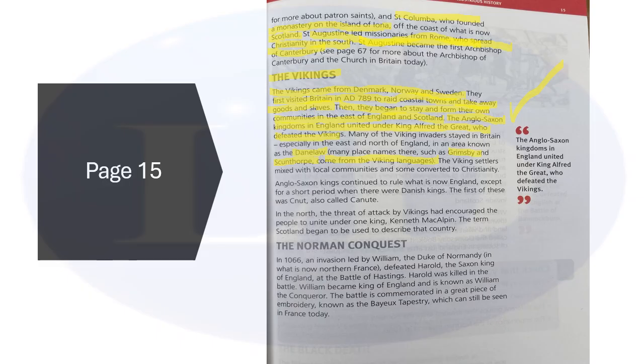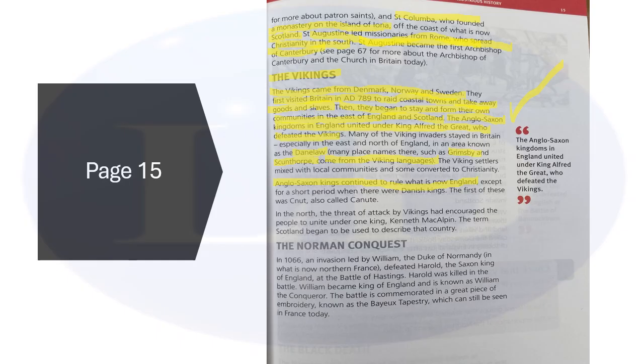The Viking settlers mixed with local communities and some converted to Christianity, not important. Anglo-Saxon kings continued to rule what is now England, except for a short period when the Danish kings ruled, the first of which was known as Canute. In England, still Anglo-Saxons ruled, okay, apart from a very short time when Danish kings ruled, okay, but the threat was still there.